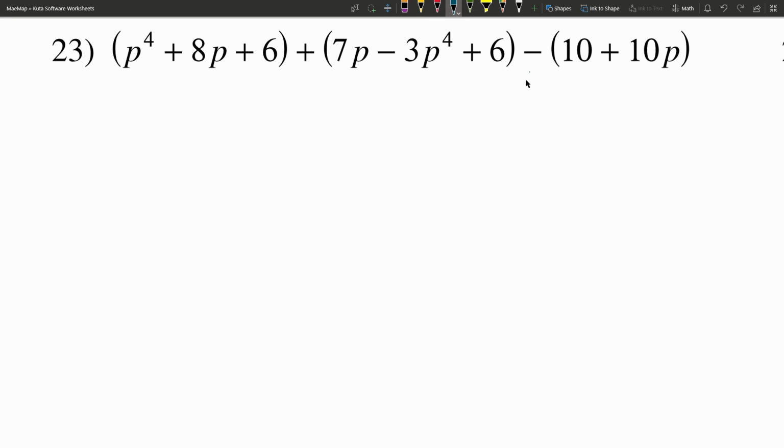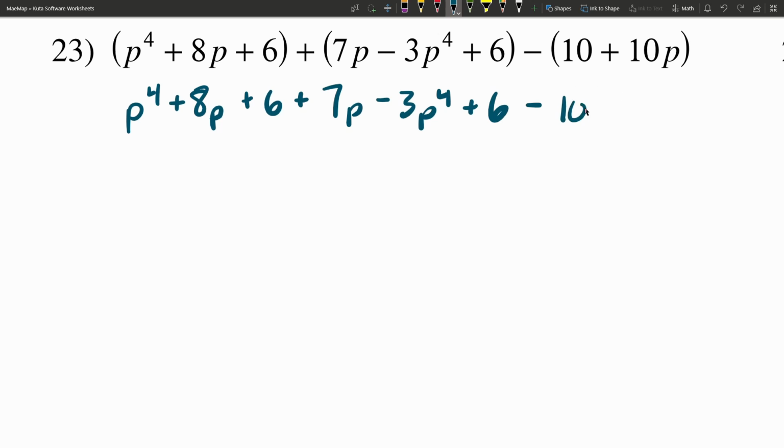The only polynomial that's subtracted is that very last one. So this 10 is going to be subtracted, and the 10p, switching that sign, will also be subtracted. So writing this out, we have p to the fourth plus 8p plus 6 plus 7p minus 3p to the fourth plus 6 minus 10 minus a 10p. Now my highest degree is a degree of 4, which occurs 2 separate times. So 1 plus a negative 3 or minus 3 is going to be a negative 2. So that's a negative 2p to the 4th.